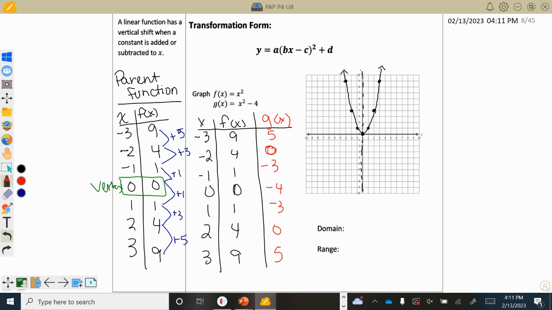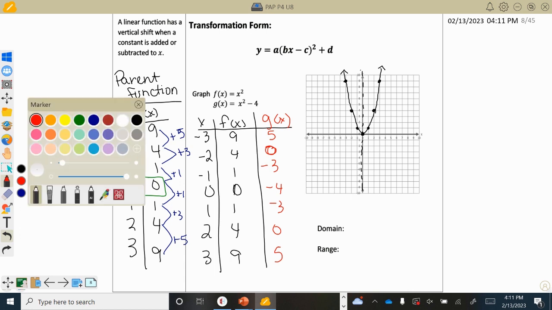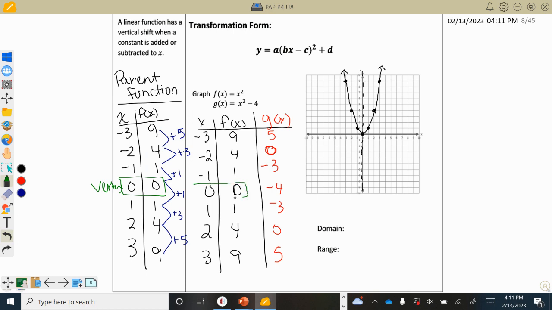If I graph this, my vertex here was at 0, 0. Now it's going to be at 0, -4. Okay, so I'm going to move that down here. 0, -4. My axis of symmetry is not changing. It's still at x equals 0. But my points are being shifted down. Like these points right here got shifted down 4.